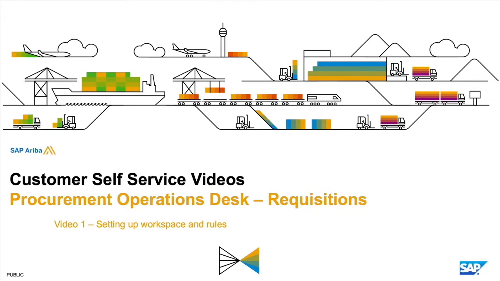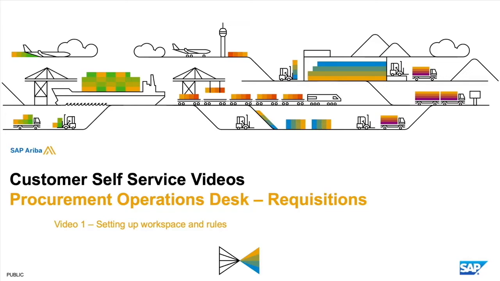We'll then show you how to configure new sub-statuses and denial reasons for the requisitions coming in. And lastly, we'll talk about how to set up the approval rule to dictate which purchase requisitions will flow through to Procurement Operation Desk. In video 1, we'll talk about how to set up the workspace and the rules for the Procurement Operation Desk dashboard itself.